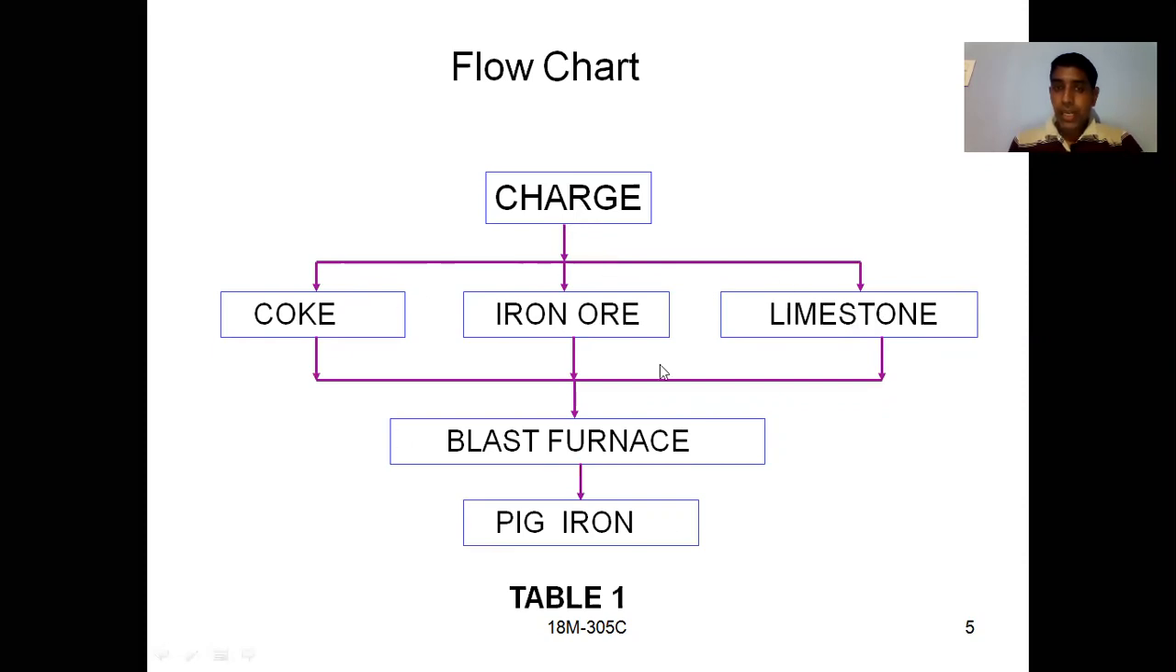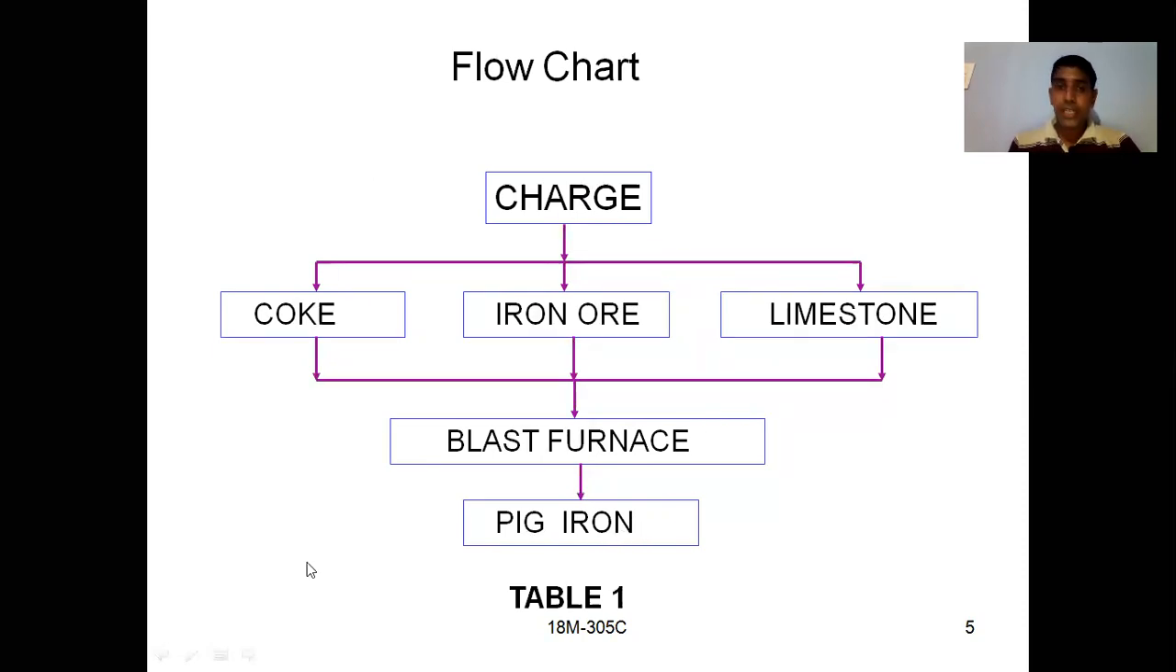So these three are inserted. That means that is given as raw material to the blast furnace. After operation, what are you going to get? You are going to get pig iron. So this is very, very important. That means what is the charge for the blast furnace and what is the main product of the blast furnace.